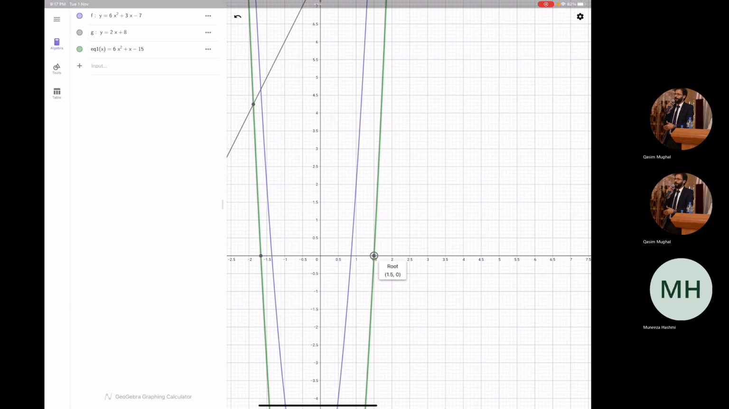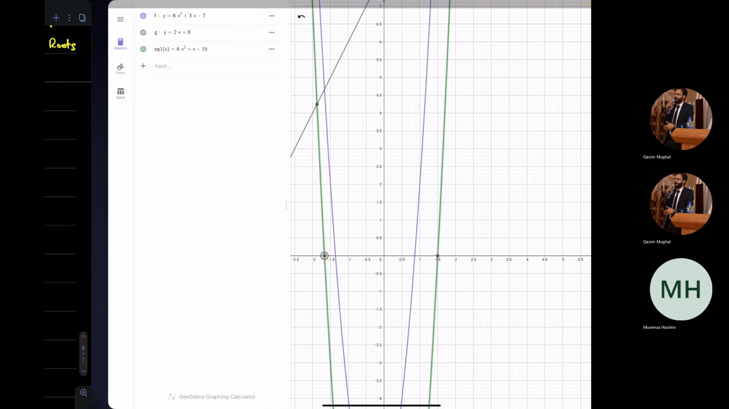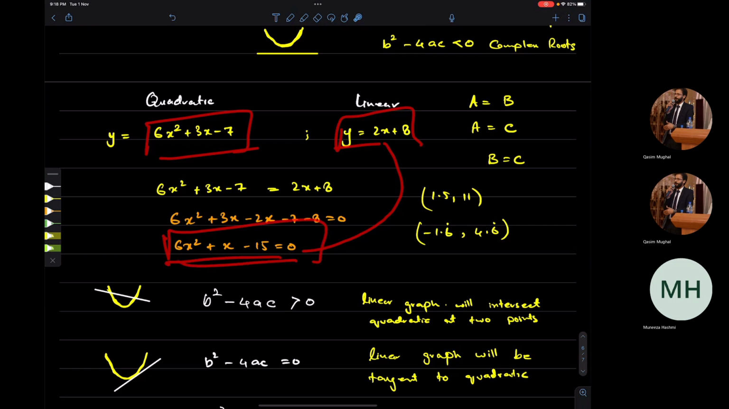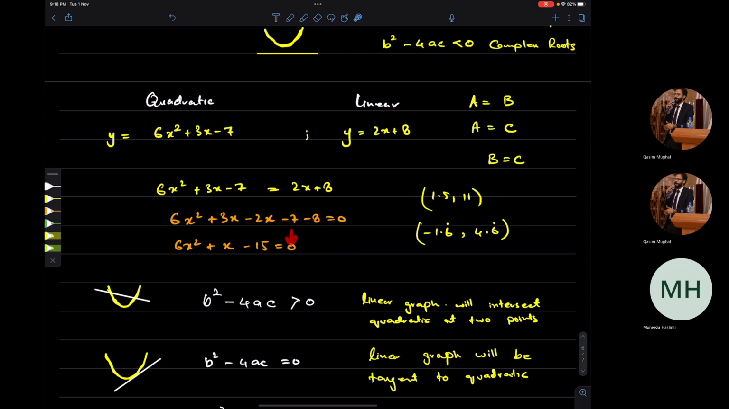Now, if you look here, what is the value of x? Sorry, I was speaking, but I didn't realize I was muted. 1.5. And what is the value of x on the other side? Negative 1.6. See? This is basically a reduced form of the simultaneous equations. This gives you both of these x values on the x-axis, because over here you have y as 0. Okay?